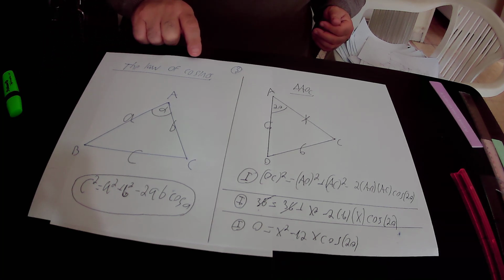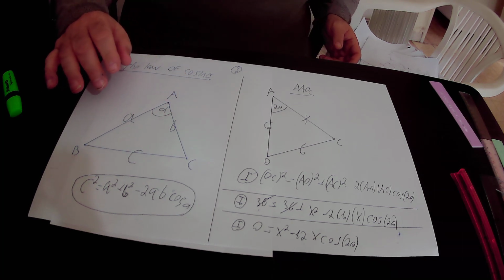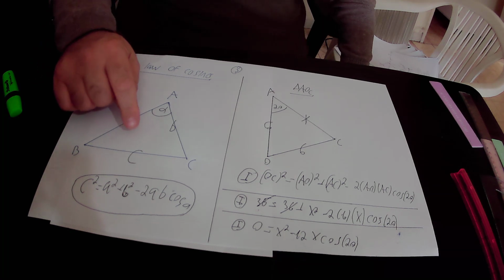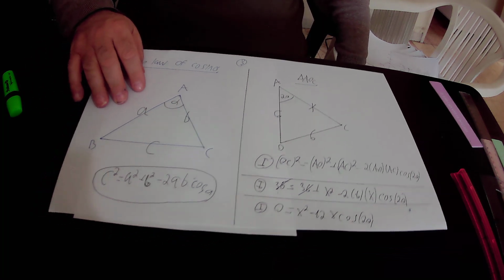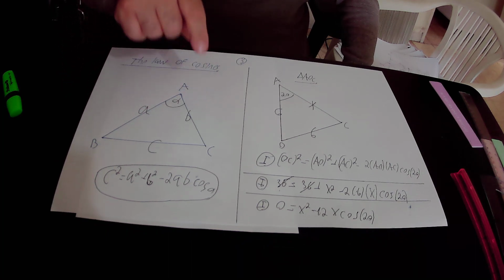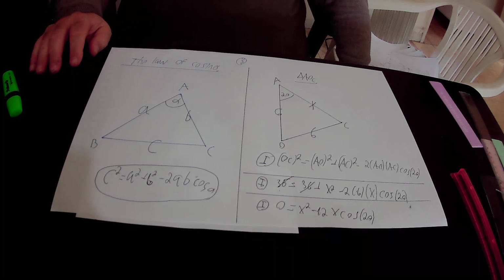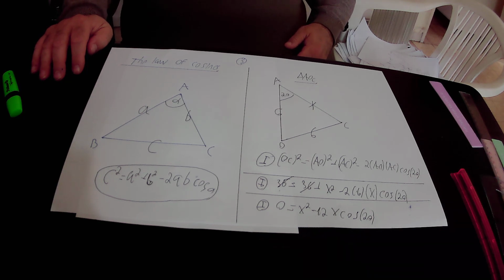The law of cosines is true in any triangle. If we have this triangle ABC, that could be any triangle, with side AB equal to A units, side AC equal to B units, side BC equal to C units, and the angle between side AB and side AC is alpha, then according to the law of cosines, C squared equals A squared plus B squared minus 2 times A times B times cosine alpha. Okay? And then we implemented the law of cosines in triangle AOC.